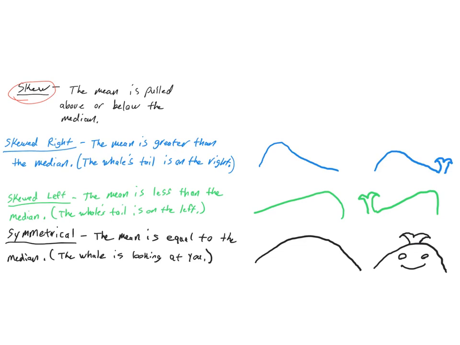With a little bit of vocabulary, we've got skew, which we've already talked about, the mean being pulled above or below the median. Skewed right means the mean is greater than the median, the whale's tail's on the right. Skewed left means the mean is less than the median, the whale's tail's on the left. And symmetrical means the mean is equal to the median, and essentially the whale's looking at you. The tail's going to be there in the middle.